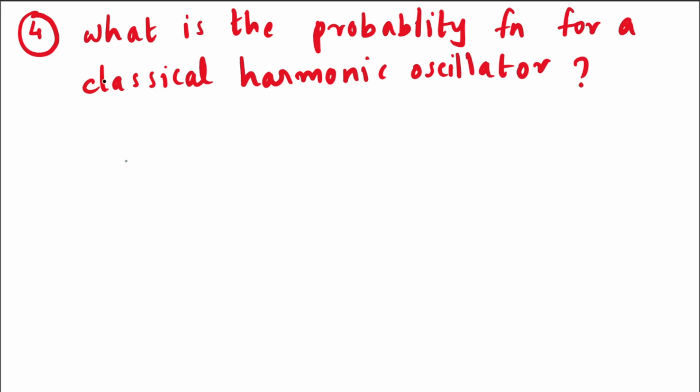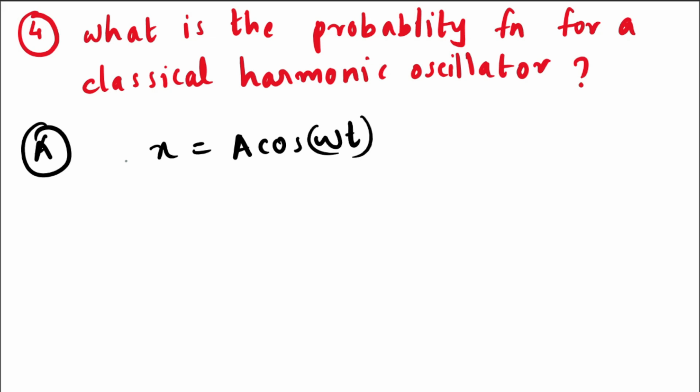So in classical theory, what have you learned? For a harmonic oscillator, the position x is given by A cos omega t, simply like this. From here, we can write dx is equal to minus A sine omega t, just differentiate it, into omega into dt.